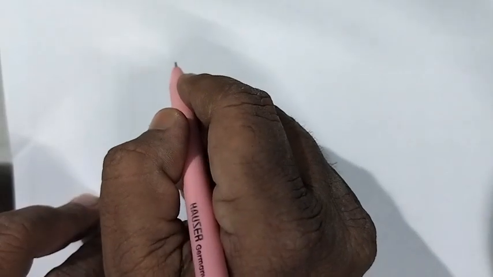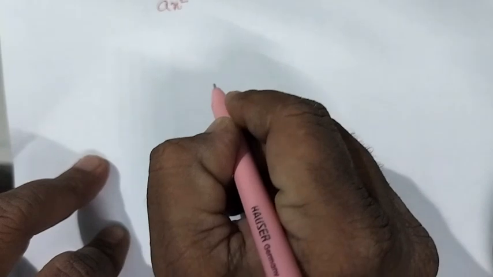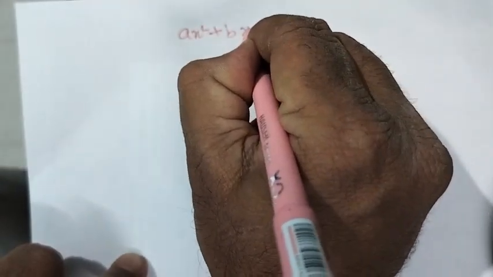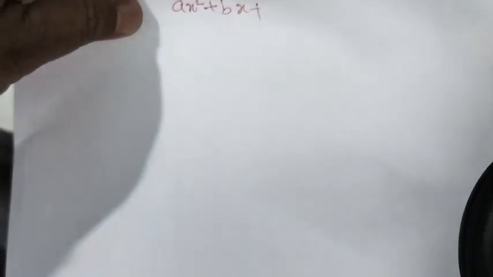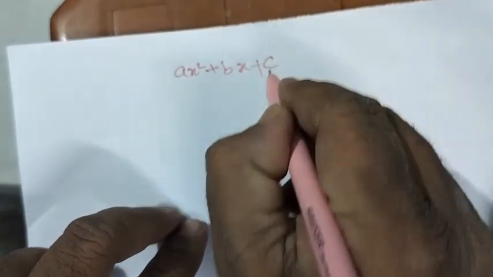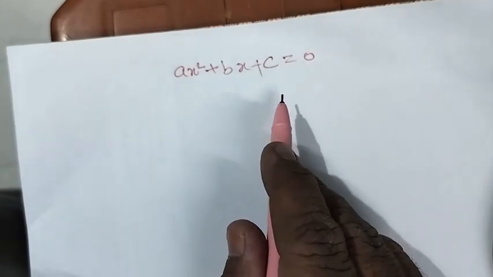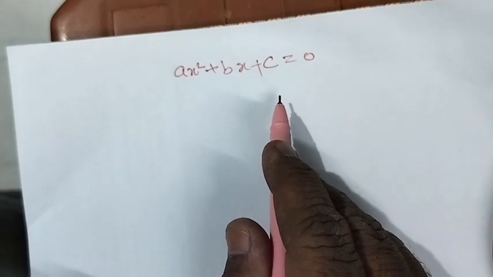Today I am going to show you how to derive the formula from the quadratic equation. What is a quadratic equation? ax square plus bx plus c is equal to 0. Okay, for this we have to derive the formula. How to derive the formula?